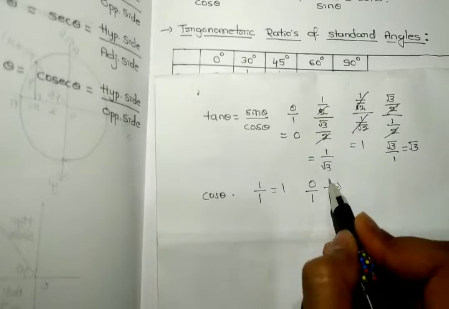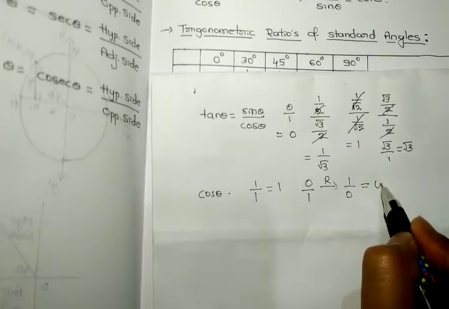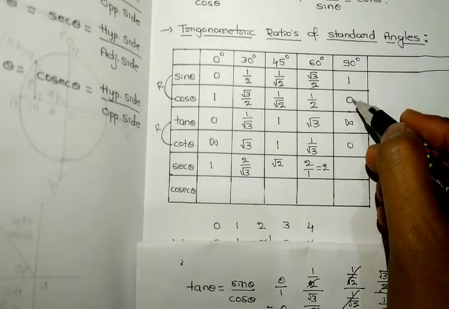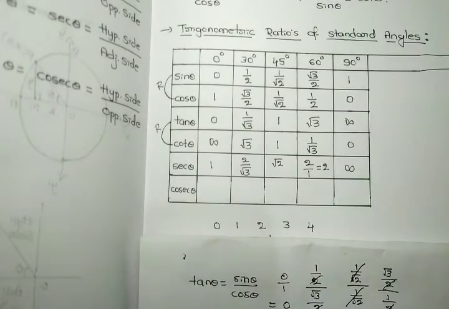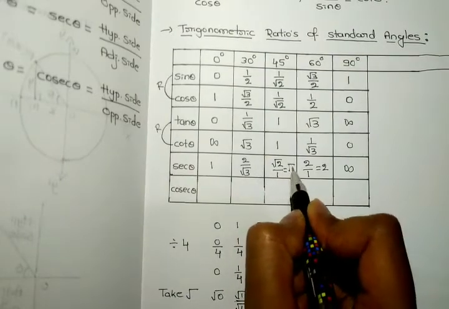The reverse of this is 1 divided by 0. Any value divided by 0 goes to infinity. So the reverse of this is 1 upon 0, which is infinity, right? Here 1 I will write, so that is nothing but root 2.